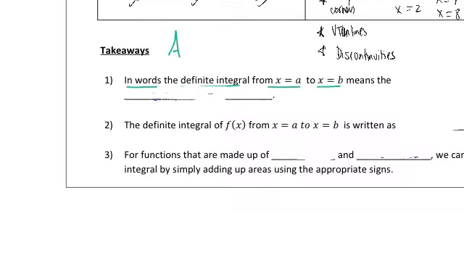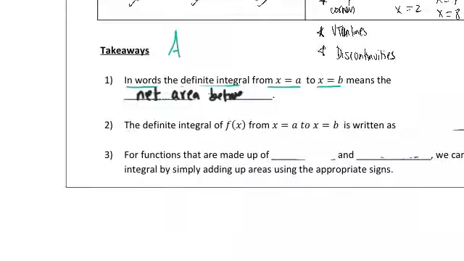Okay, let's pause the video and try to do the takeaways and then see what I have to say about it. In words, the definite integral from x is equal to a to x is equal to b means, well, it means the area, but we need to be precise, right? So the definite integral means the area, or the net area.